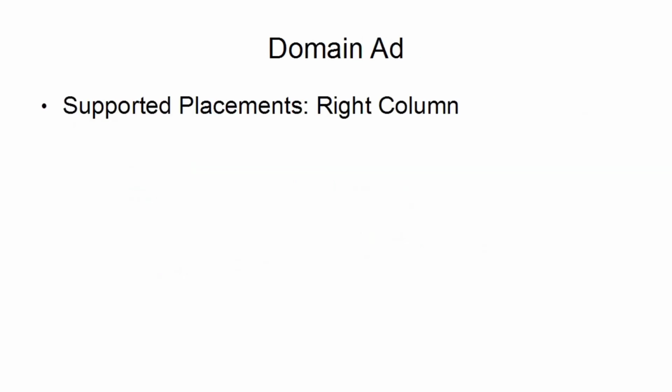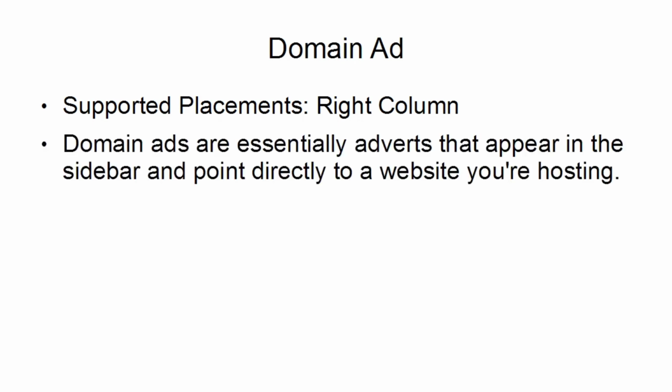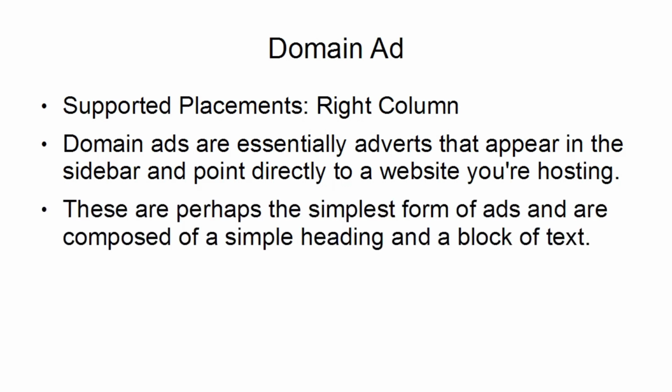Then there's a domain ad, and the supported placement for this is the right column. And domain ads are essentially adverts that appear in the sidebar and point directly to a website that you're hosting, so you can go straight to your website. And these are perhaps the simplest form of ads and are composed of a simple heading and a block of text. And it's a bit like Google AdSense, if you're familiar with that type of advertising, AdWords, AdSense.